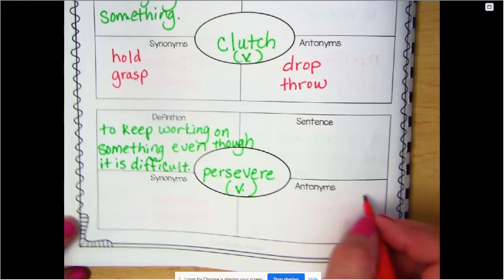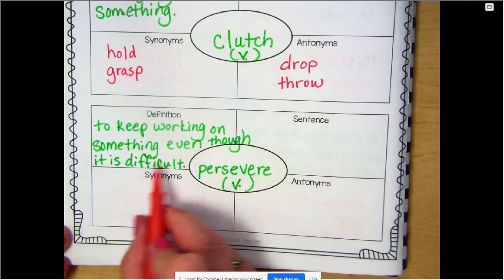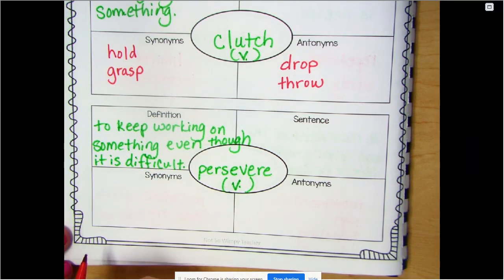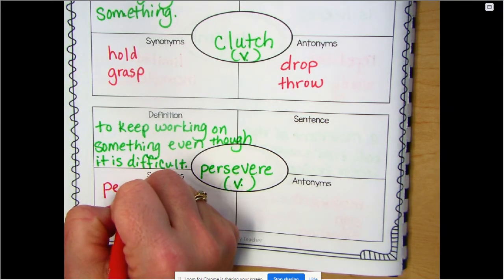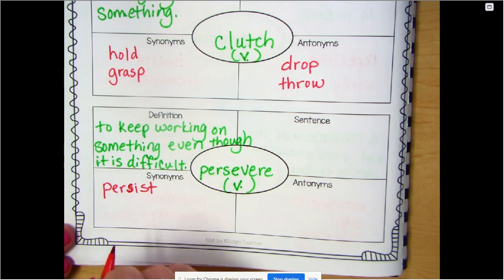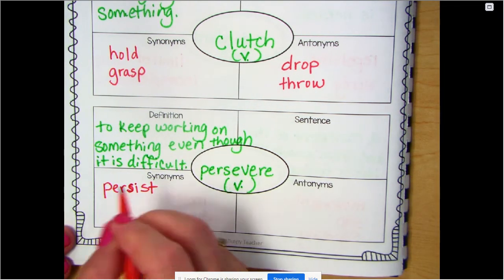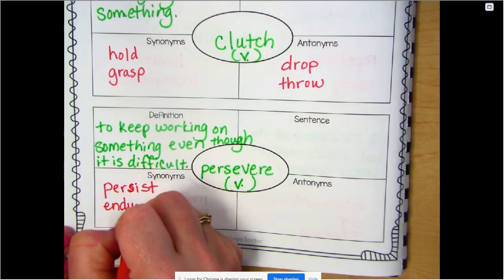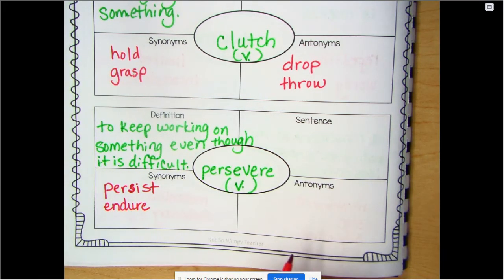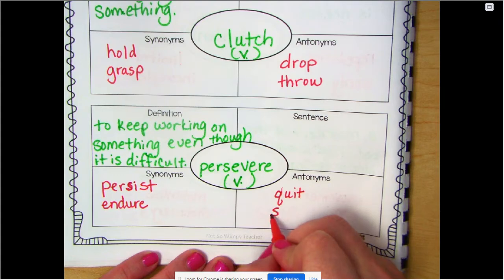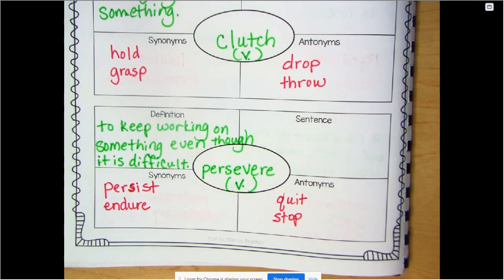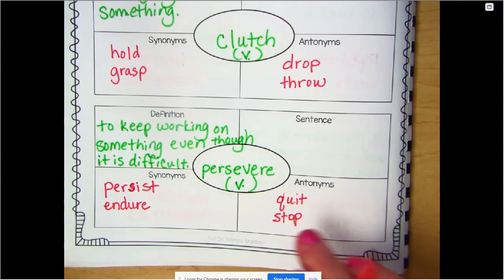And the last one is persevere. To keep working on something even though it is difficult. Persevere. We can say it means to persist. Persist means you don't stop. You don't give up. Endure. Endure means you don't change anything. You keep going. You make it through it. You endure. And the opposite of that would be to quit or to stop. So on this one, you keep trying, you keep on going, and on this one, you stop or you quit.